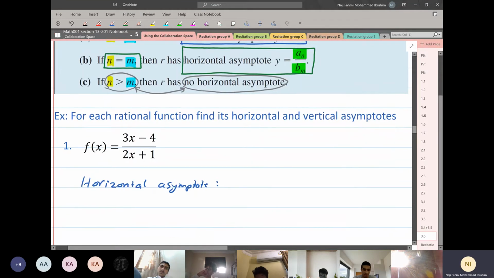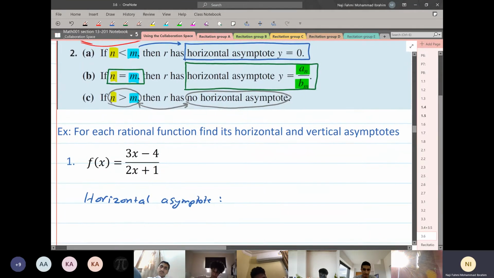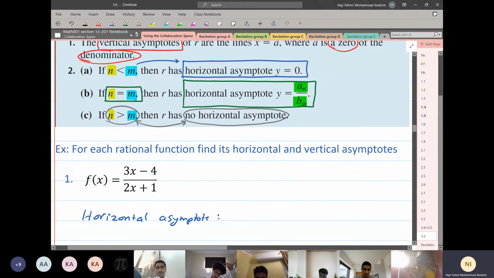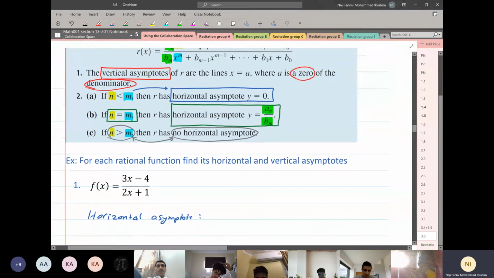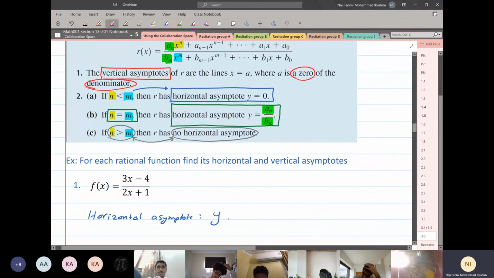Equal. If they are equal, you see the rule, the second rule on top? I have A, B, and C. Which rule of these should I use? B. So how can I find my horizontal asymptote? I will say y equals what? The leading divided by the leading. And how much is that? 3 over 2. So this is our horizontal asymptote.